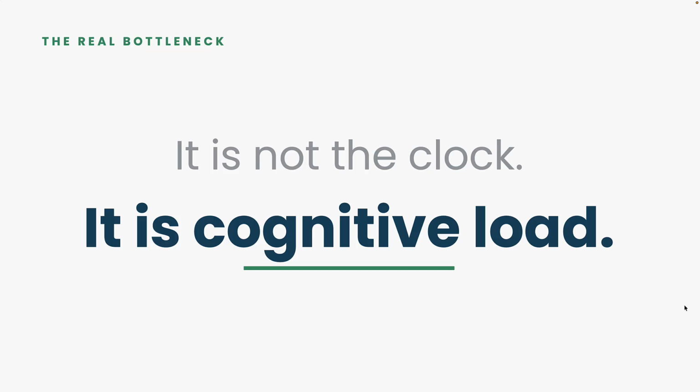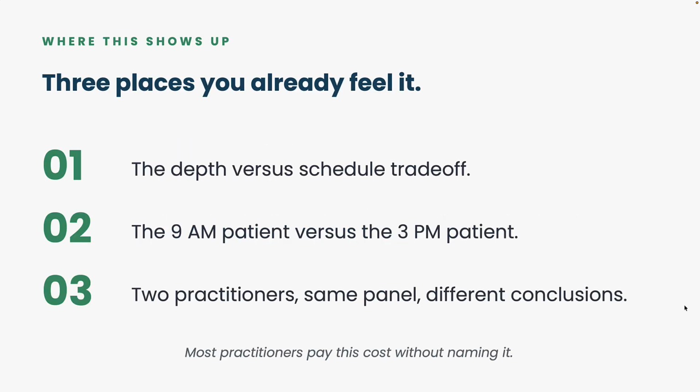You are holding multiple body systems in mind at once. You are recognizing patterns across markers that conventional models treat as unrelated. You are calculating ratios, comparing to optimal ranges, integrating the lab picture with patient history. And this is why a Friday afternoon panel is harder than a Monday morning one, even when the patient is no more complex. You're not running out of time, you're running out of cognitive reserves. And there are 3 places I think that you already feel it.